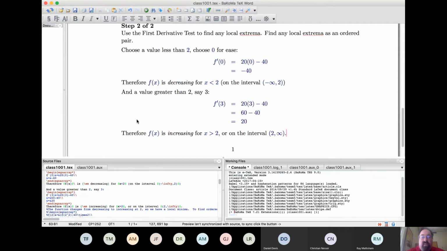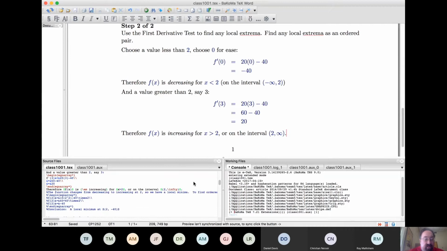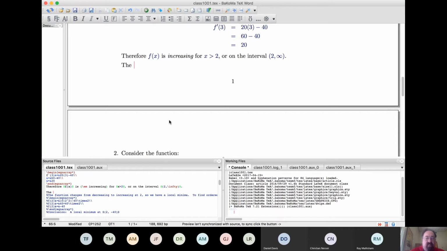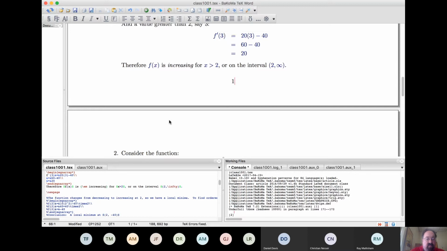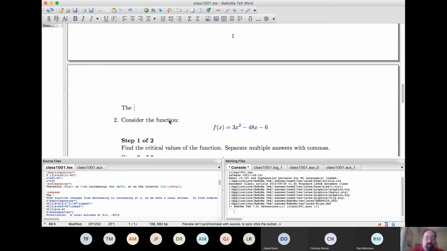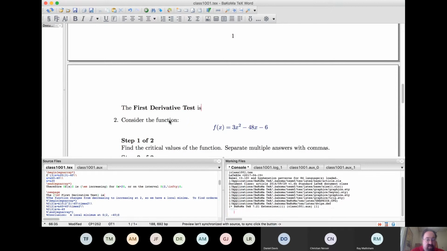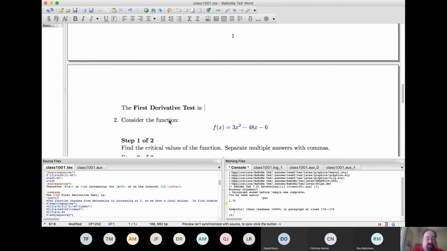Okay. So this is like what we did in the last lesson. We found out where a function is increasing or decreasing. So now I can tell you, okay, what is the first derivative test? All right.